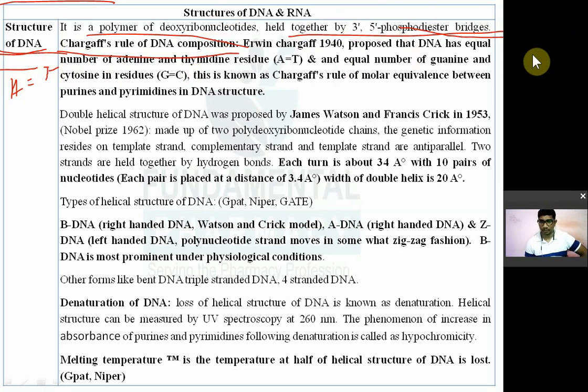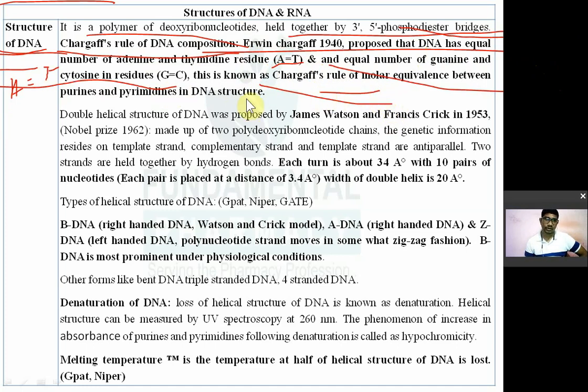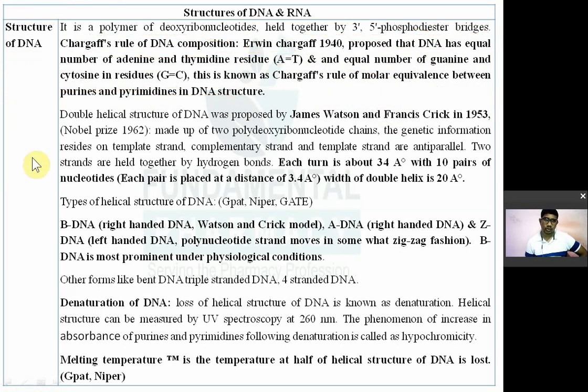So Irwin Chargaff in 1940, his name is Irwin Chargaff. Irwin Chargaff 1940 proposed that the DNA has equal number of adenine and thymine residues, A is equal to T, and equal number of guanine and cytosine residues, G is equal to C. This is known as Chargaff's rule. Chargaff's rule states the molar equivalence between purines and pyrimidines in the structure of DNA. ये रूल आपको याद होना चाहिए, एकदम सिंपल, 12th में भी आपको हो चुका है. But they used to ask questions on this Chargaff's rule.